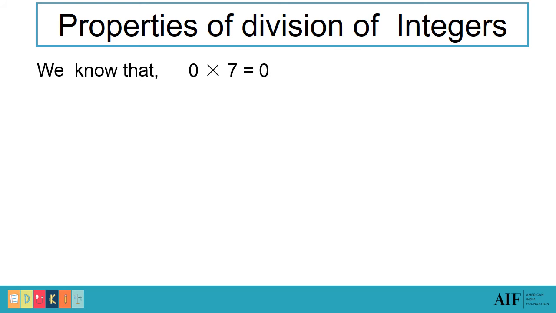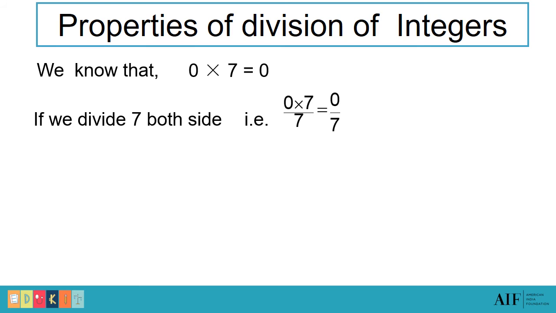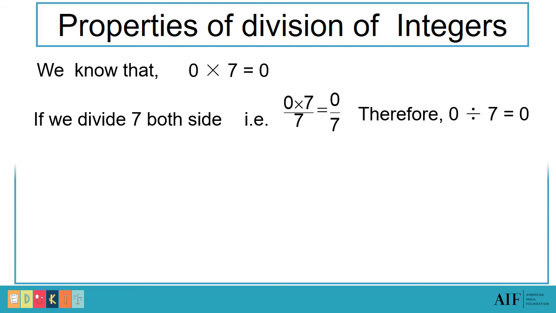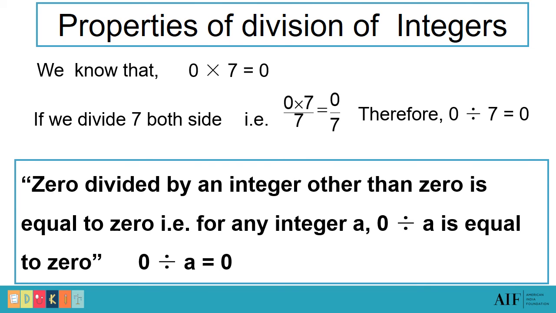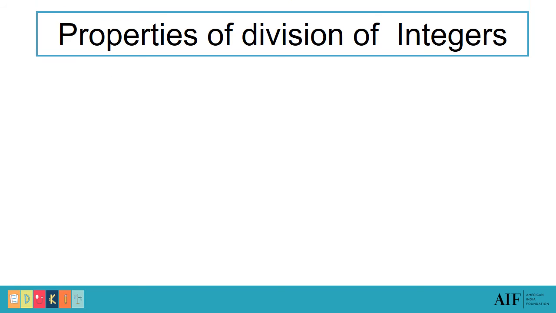We know that 0 into 7 equals 0. If we divide both sides by 7, that is 0 into 7 by 7 equals 0 by 7. Therefore 0 divided by 7 equals 0. 0 divided by an integer other than 0 is equal to 0, that is, for any integer a, 0 divided by a is equal to 0.